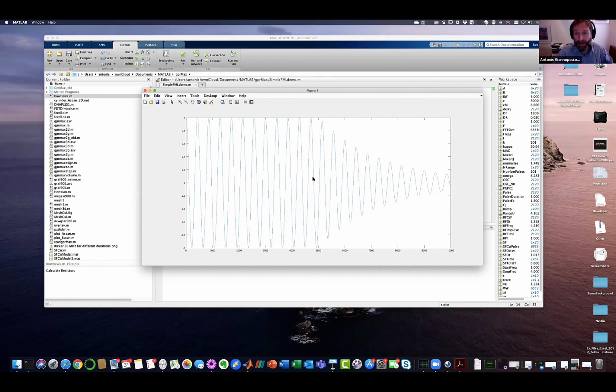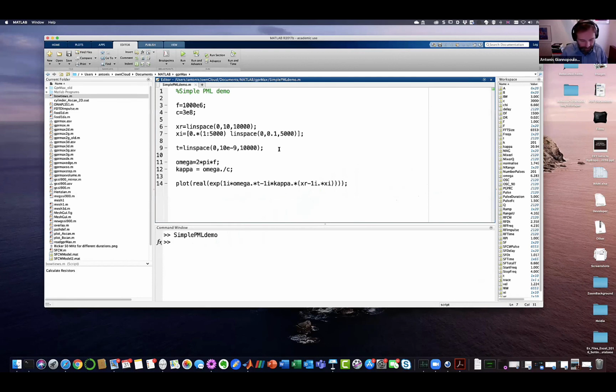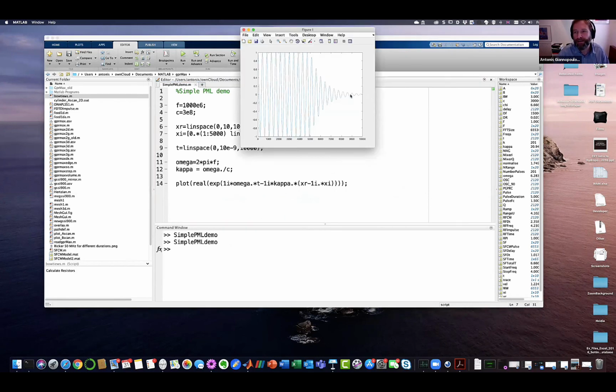And when it loses strength quite a lot, then I can truncate it at that point. I can easily go, for example, and increase this, and then if I run that again, you see that I can kill it a lot quicker, or I can reduce it as much as I like. So that's the concept of the PML.